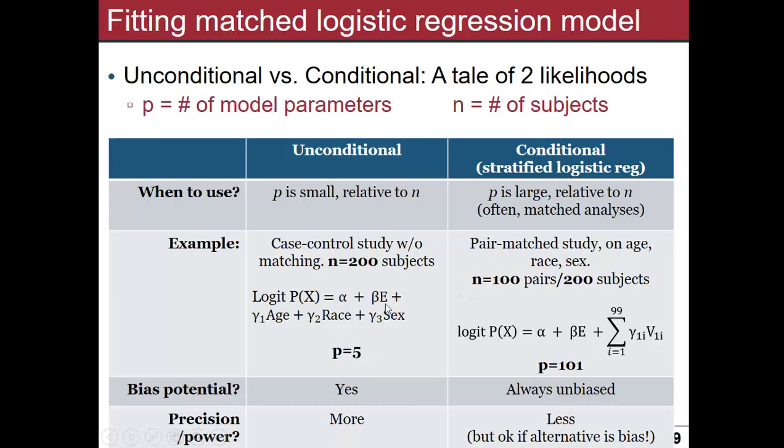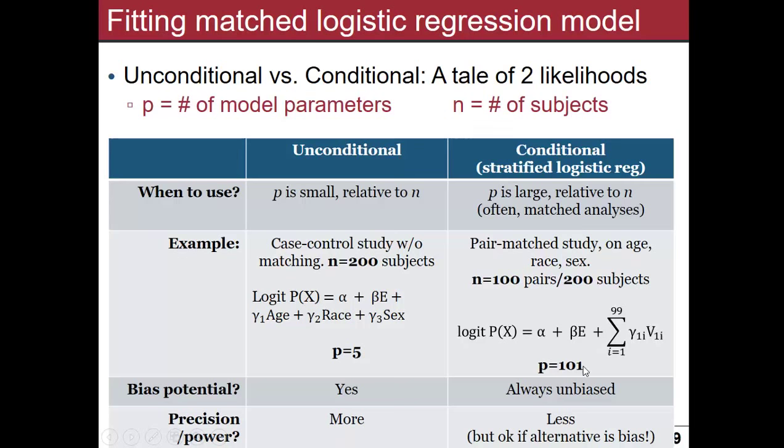Because you'd have 99 dummy variables, and you'd have an intercept and an exposure term, and basically you cannot estimate that many terms relative to the sample size, and it just won't run. So you need to control for the match sets. You have to do it in order to get the right answer, but it's not going to work.